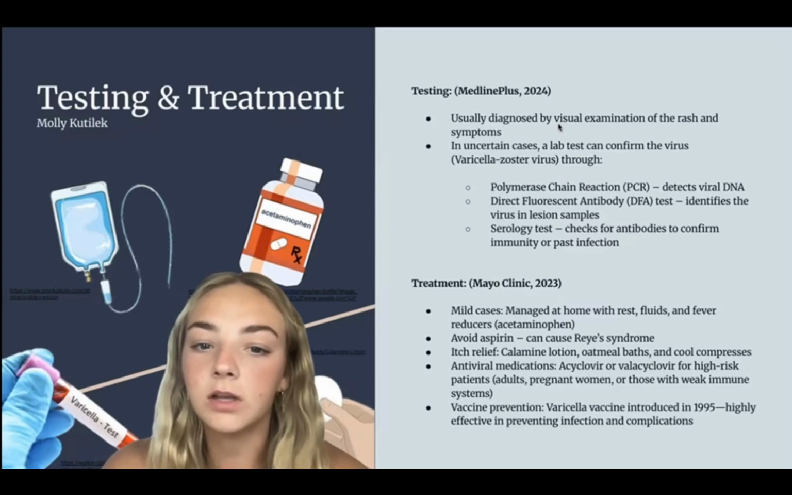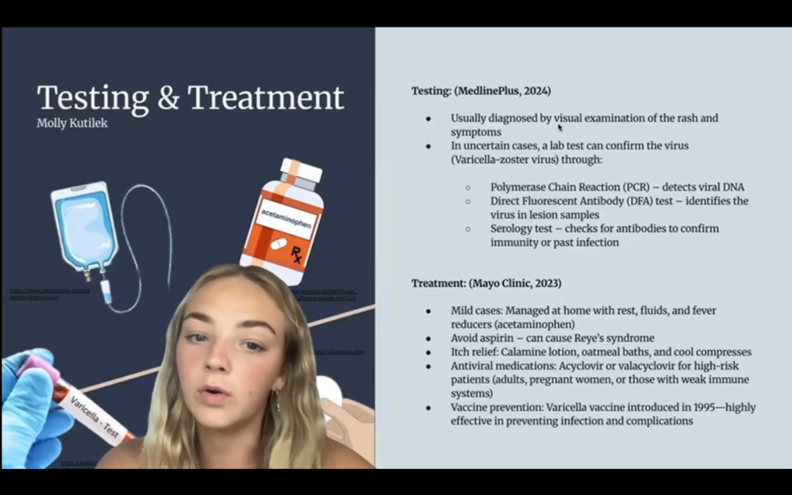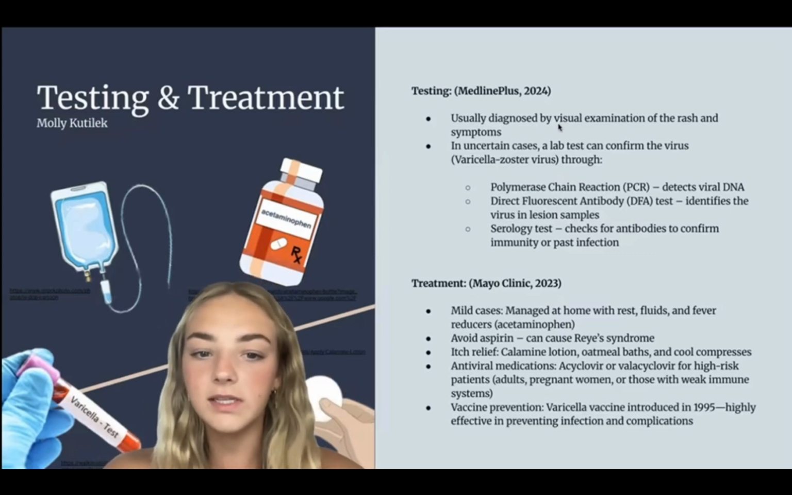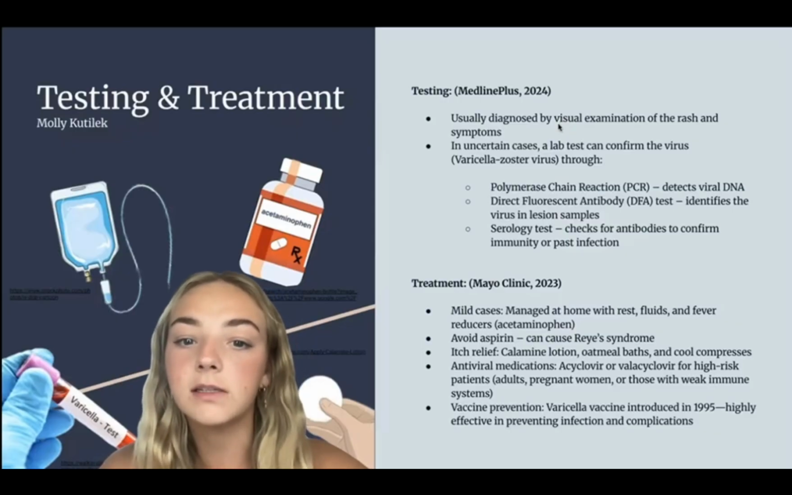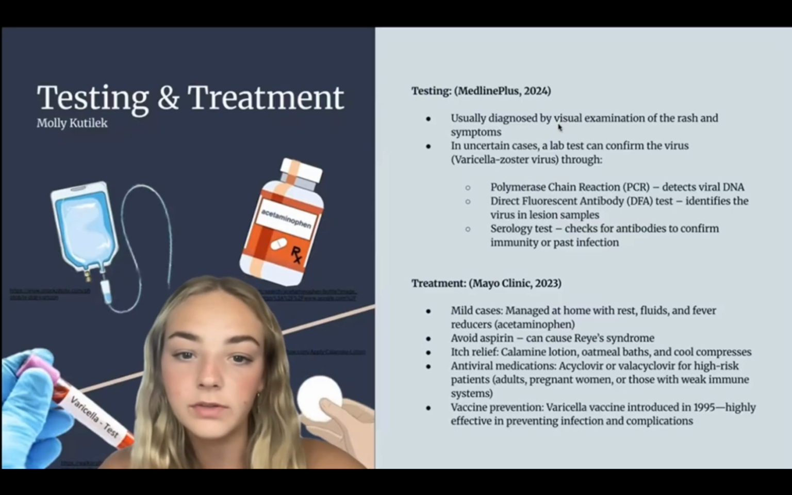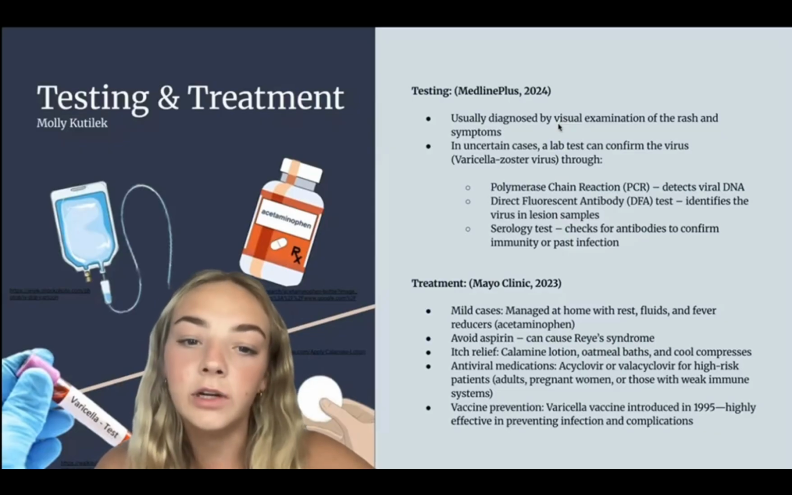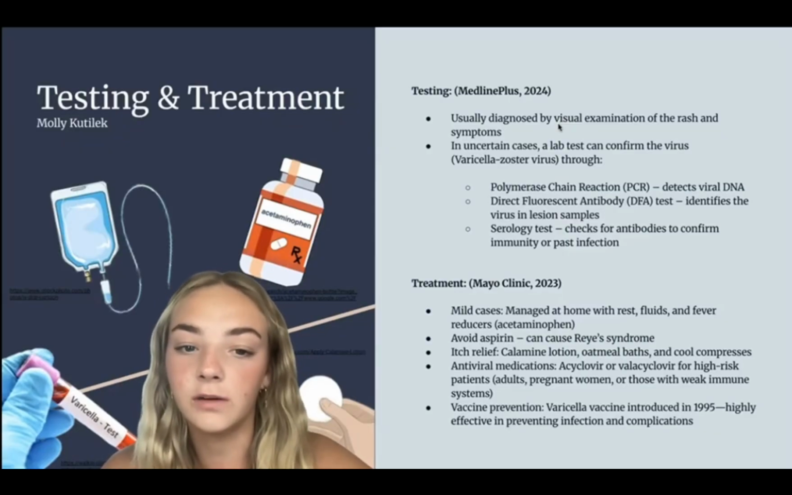The most common one is called the polymerase chain reaction, or PCR. This test detects the viral DNA itself, meaning it can confirm the presence of the virus even in very small amounts. It's one of the most accurate ways to identify an active infection.